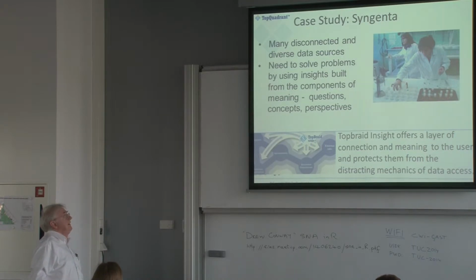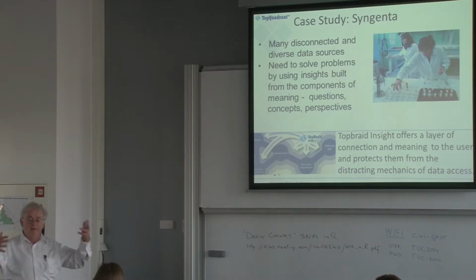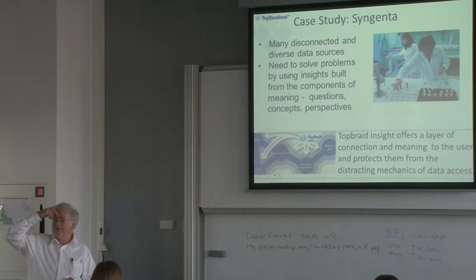Syngenta, some people call them a death science company because they're into insecticides and things like that. So now we want to call them a life sciences company because we care about insecticides as well as other things. We had to connect a number of databases to make it look like one database. And what they were amazed at was the ability for this technology to allow them to connect another source very quickly.